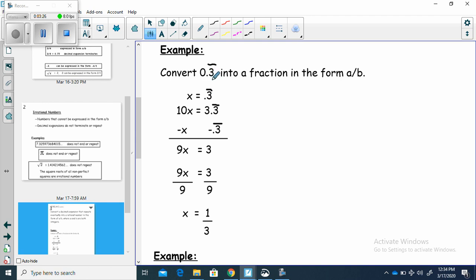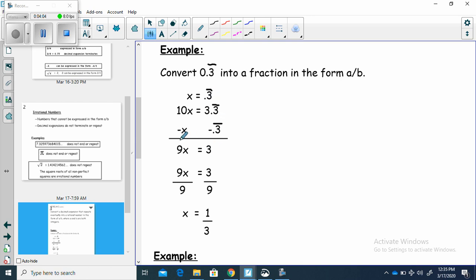Because we want to get rid of this repeating unit, and there's 1 decimal place back here, I'm going to multiply both sides by 10. If I multiply this x by 10, I have 10x. If I multiply this repeating 3 by 10, I get 3.3 repeating. Notice, I now have the repeating unit behind the decimal. What if I subtract everything here? These are equal, so I can subtract them. My 10x minus x would give me 9x. My 3.3 repeating minus this 0.3 repeating gives me just 3.